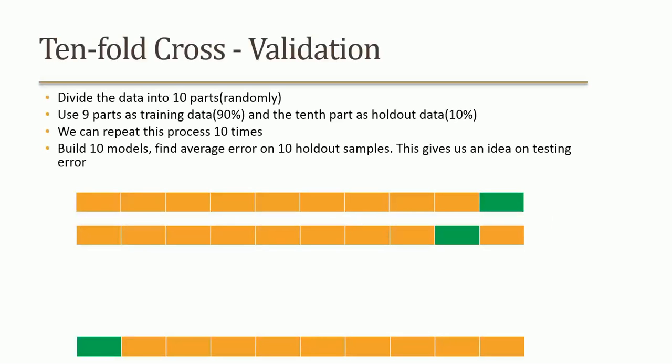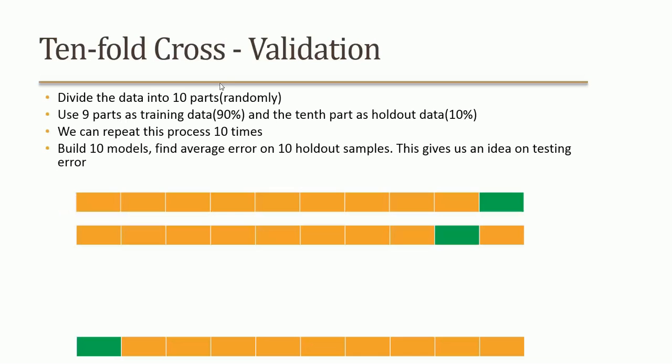We have seen an example of cross validation. We took the overall training data and we took 80% of it and called it training data, and the remaining 20% is holdout data. Now we did that once. If we do it 10 times, then it is called tenfold cross validation. Let us see how it is done.